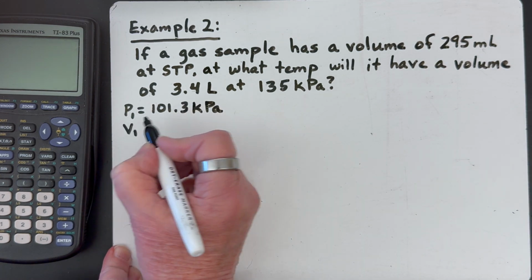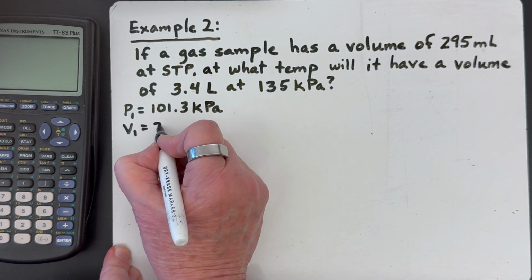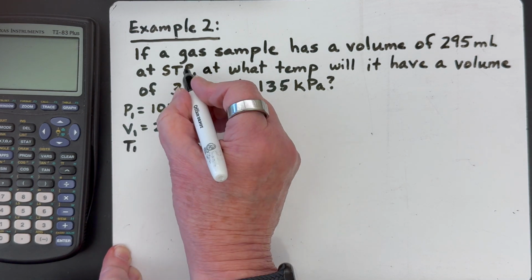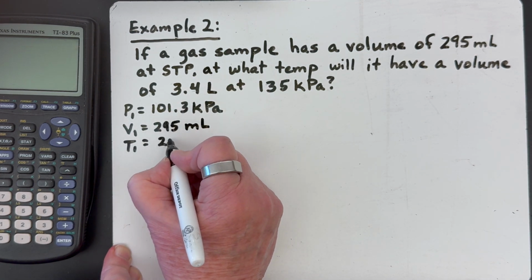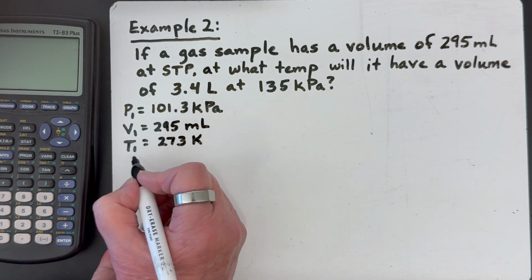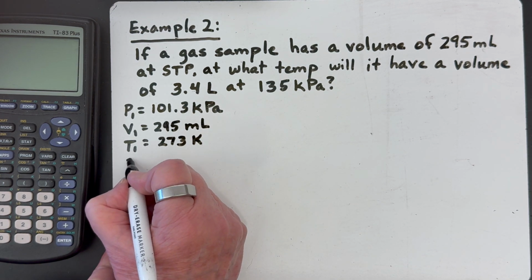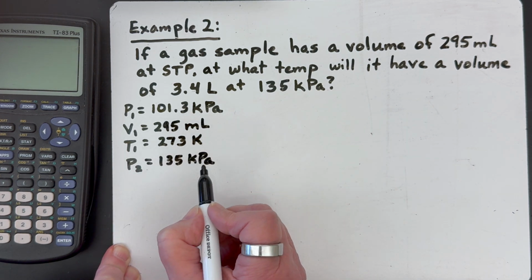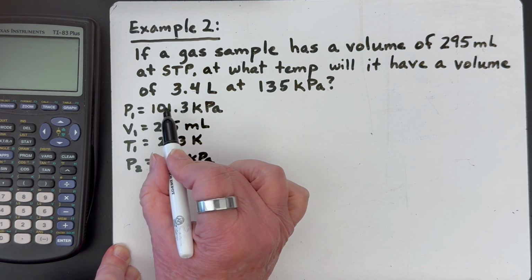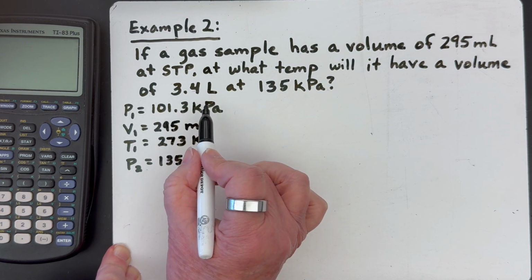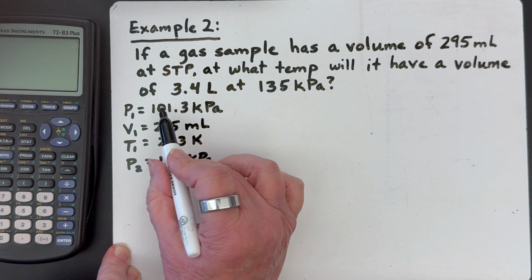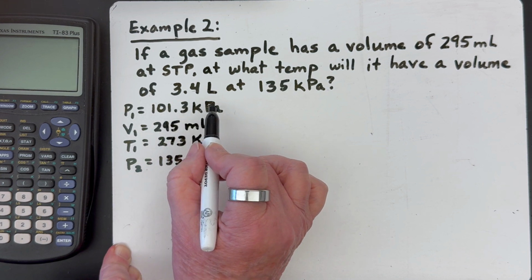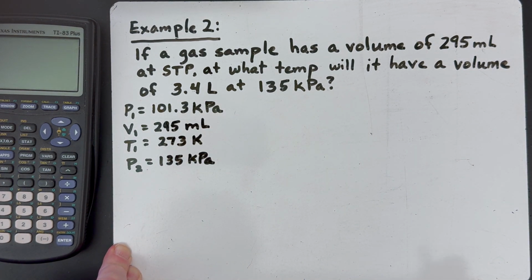Our volume is 295 milliliters. Our starting temperature is standard, which is 273 Kelvin. Our final pressure is 135 kPa. And again, this is given to us in kPa, and that's why we chose this one as our standard pressure. If this had been ATM, we would have used 1 ATM. If this had been millimeters of mercury, we would have used 760 millimeters of mercury, those numbers that we talked about in the first problem.